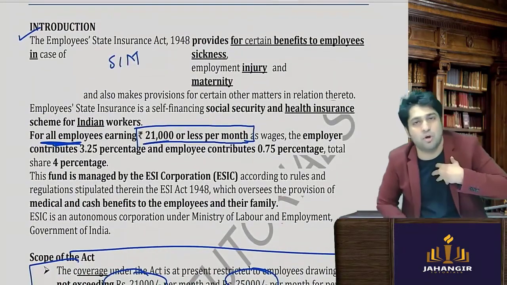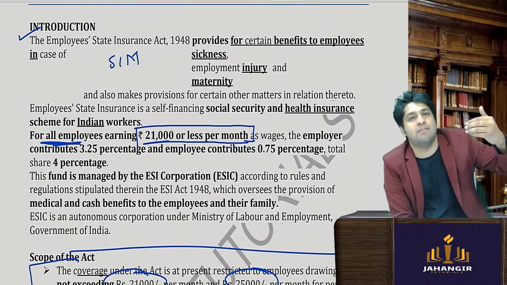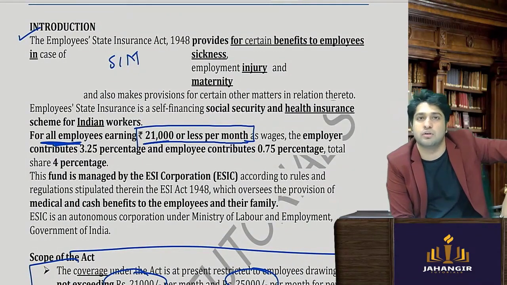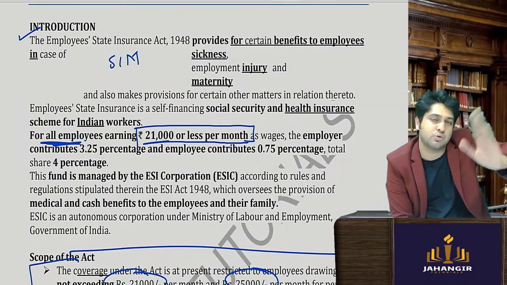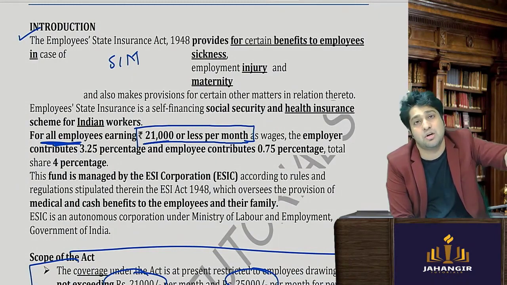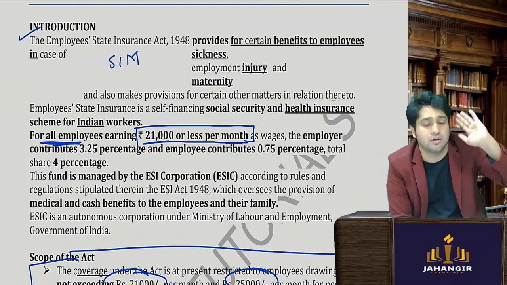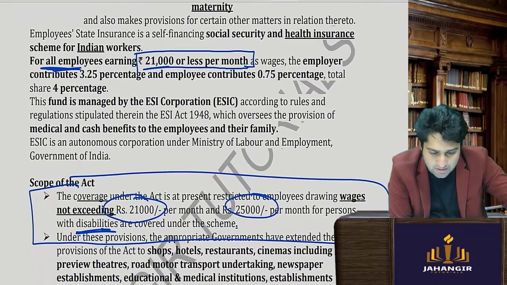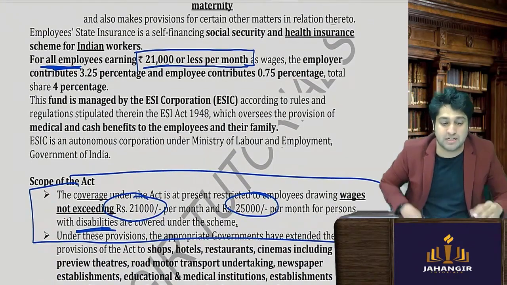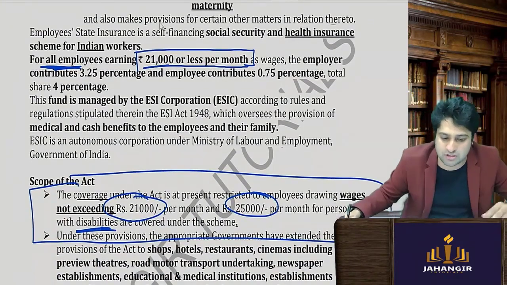So if I am an employee or a workman and I have a 40,000 salary, I am not under ESI. Only up to 21,000 normally and 25,000 for the disabled. Now how much percentage will be contributed? Insurance is being provided now.